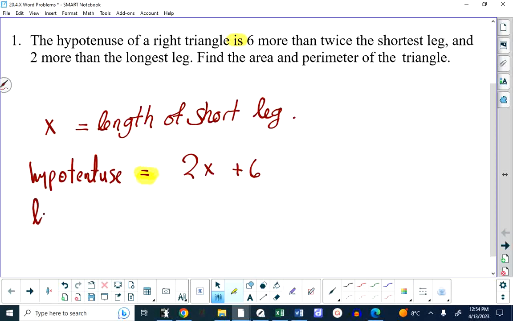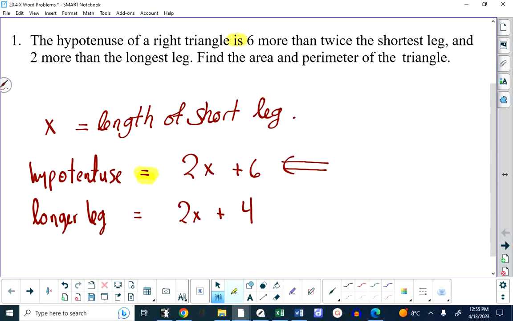The longer leg, or the long leg, what does it say about the long leg? Well, it doesn't really tell you directly, but it says the hypotenuse is 6 more than twice the shortest leg and 2 more than the longest leg. So this is the hypotenuse, and it has to be 2 more than what the longest leg is. That means the longest leg would have to be 2x plus 4. If I say the hypotenuse is 2 more than the longest leg, I'm telling you the longest leg is 2 less than the hypotenuse.